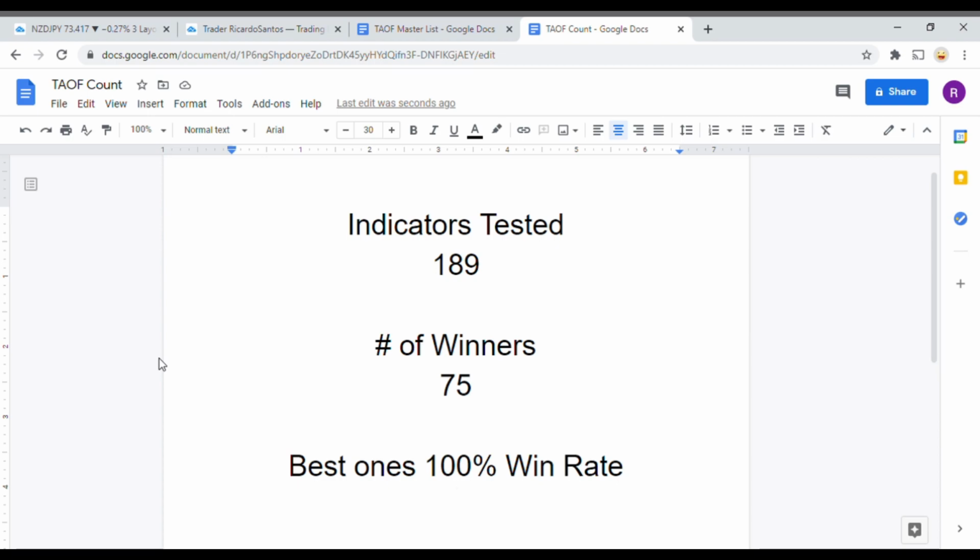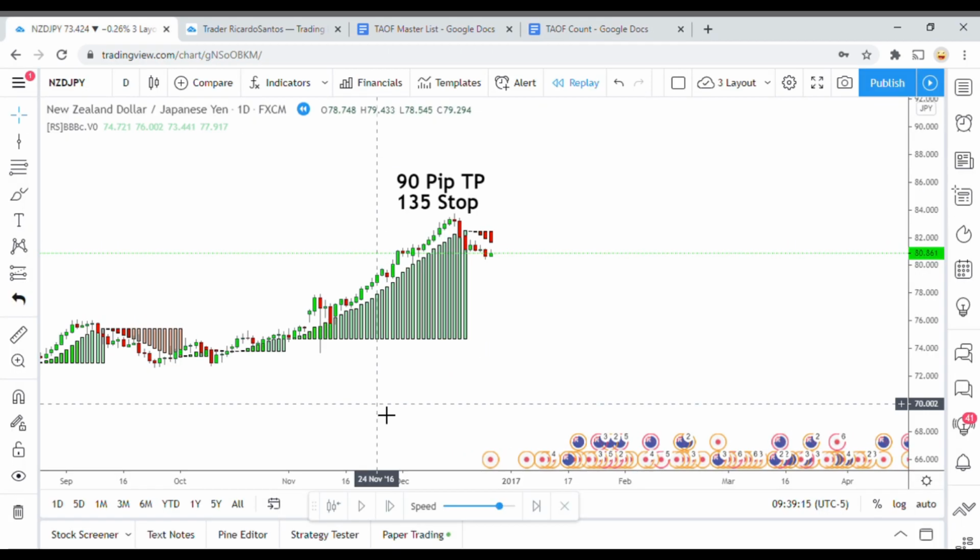So go back and watch those videos, make a list of those indicators, and get out there and see what you can do with them. But stick with us here as we work on maximizing your trading profits.